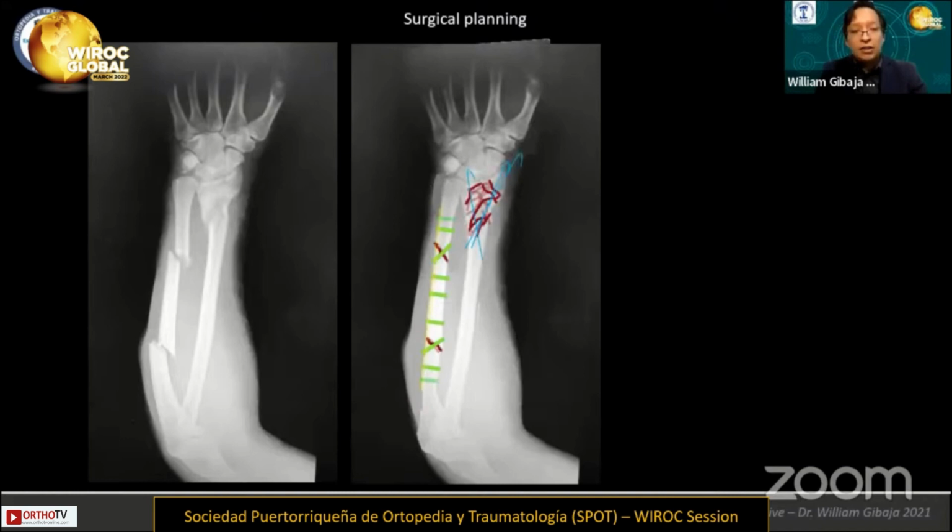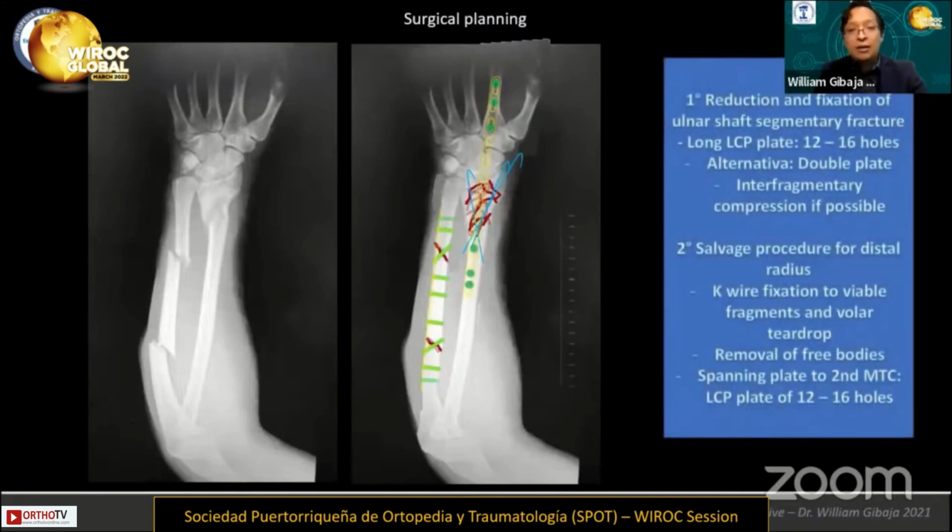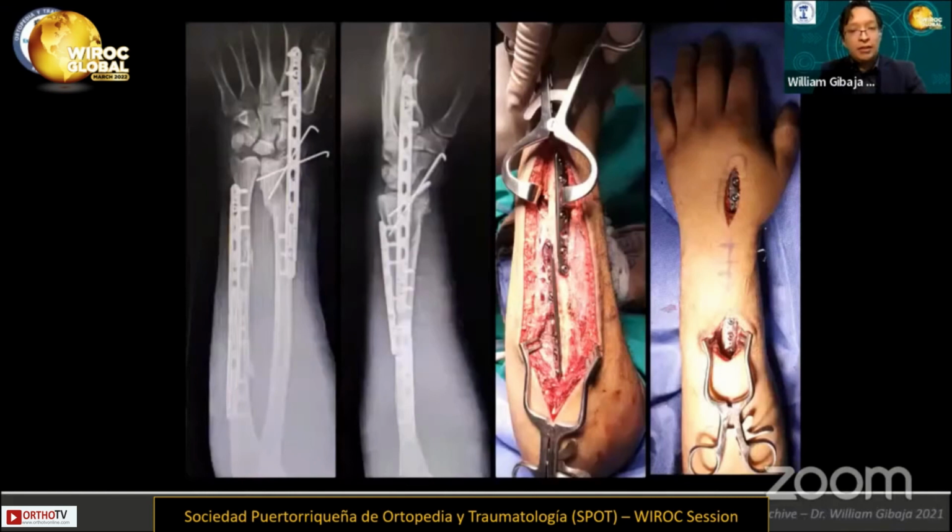And here, since we are not able to reconstruct the distal radius, we want to fix the large bony fragments like the styloid or the volar teardrop, and use a spanning plate as always. In our institution we don't have a spanning plate, so we use an LCP plate, and we need to see if the longest LCP plate available in our institution will be useful for this. Otherwise, we need to change that to external fixation. So we plan this, and hopefully we can translate this to reality.